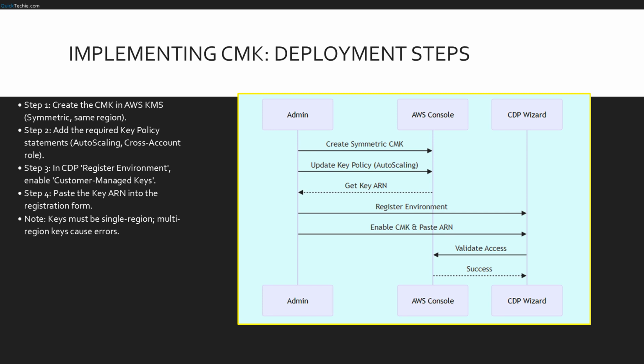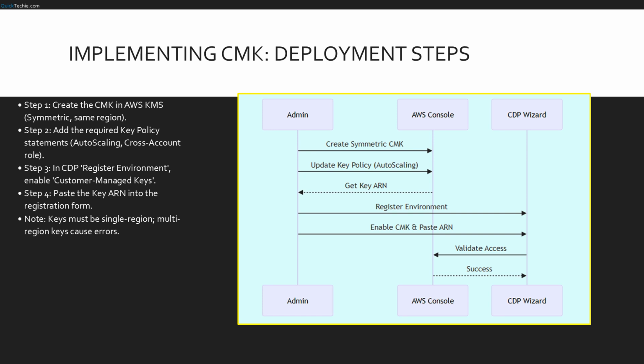How do we implement this? First, create a symmetric key in the AWS console in the same region as your environment. Second, edit the key policy to add the permission blocks we discussed for auto-scaling. Third, during the CDP register environment wizard, toggle the switch for customer managed keys. Finally, paste your key ARN into the field. A critical note, ensure you use a single region key. Multi-region keys are not currently supported and will cause errors.